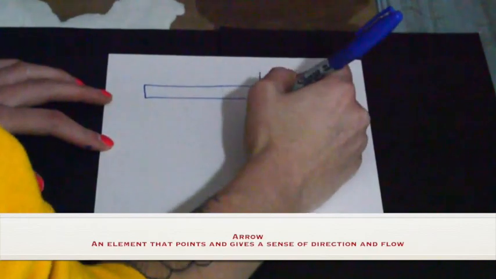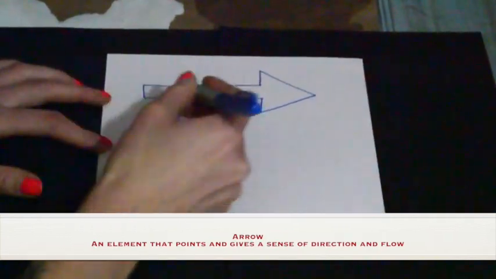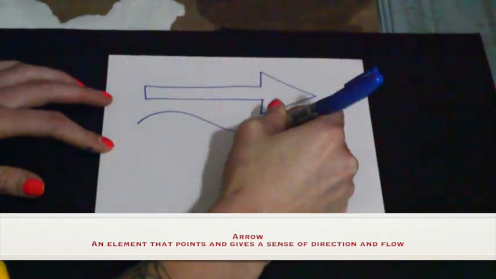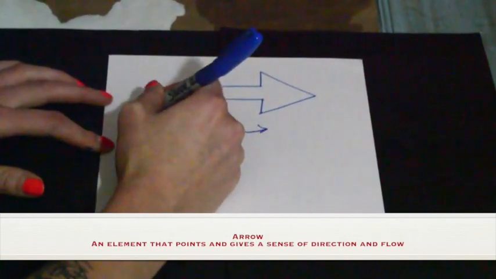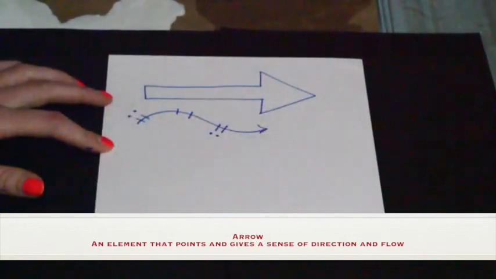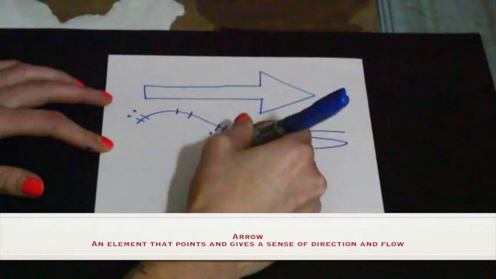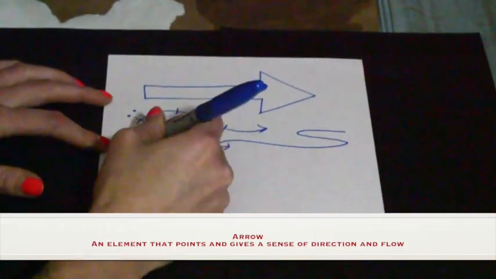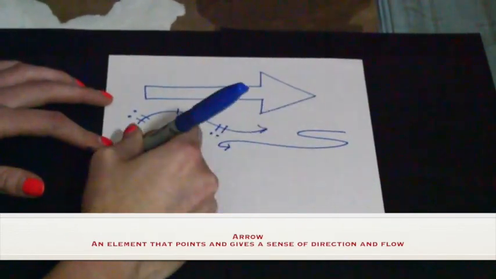An arrow is an element that points and gives a sense of direction and flow. An arrow is often seen around a tag or a piece as an extra element. So here are some examples of different styles of arrows that you might see.